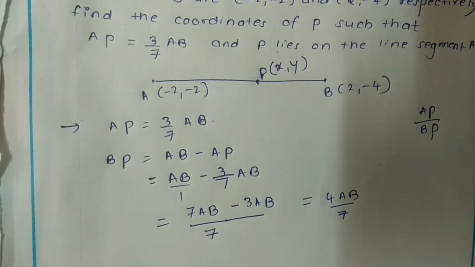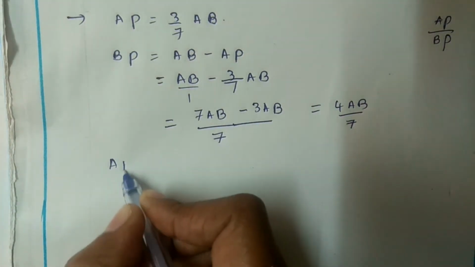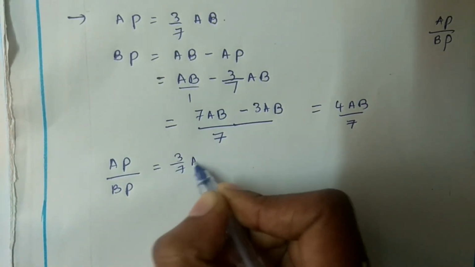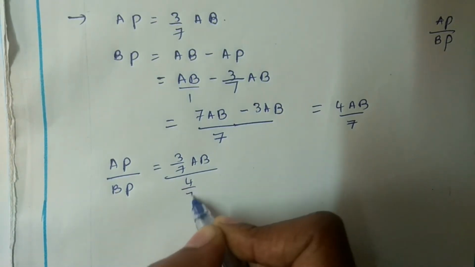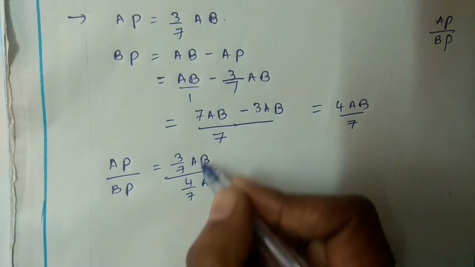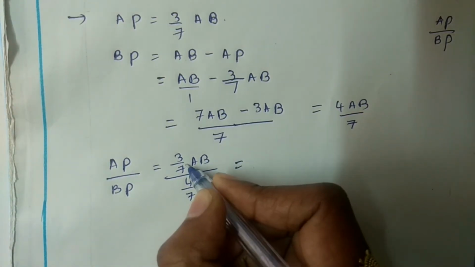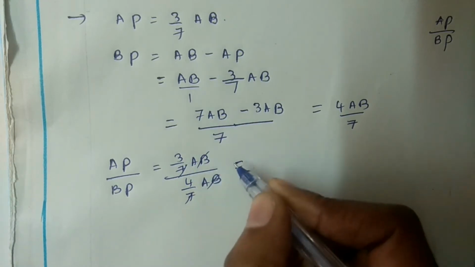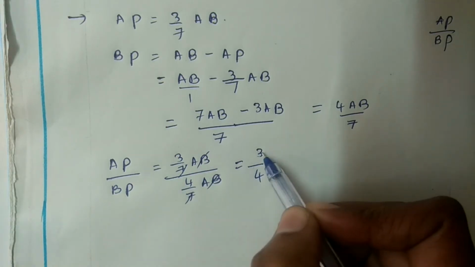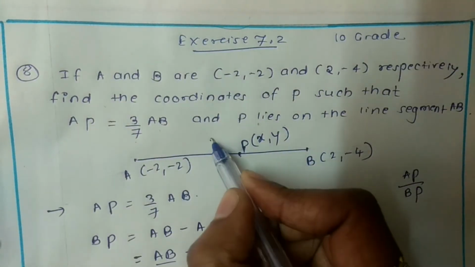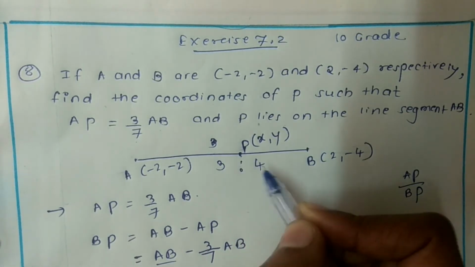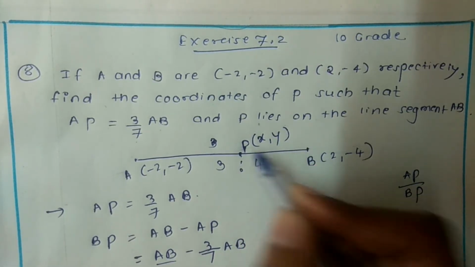Now we will find the ratio, AP upon BP. AP is 3 by 7 AB and BP is 4 by 7 AB. So the 7 cancels, AB cancels, and you will get the answer 3 by 4. So AP is 3 and BP is 4. The ratio is 3:4. Once you have the ratio, you can find the coordinates of the point of division.